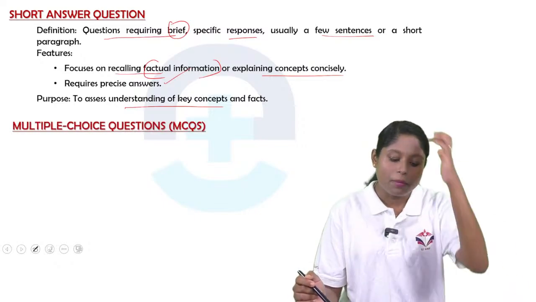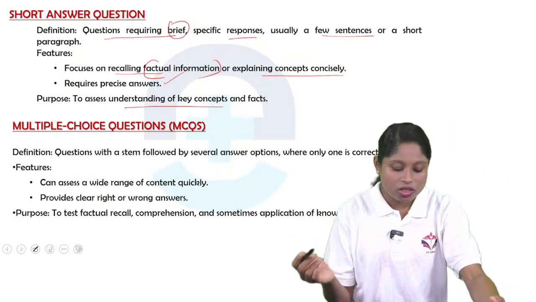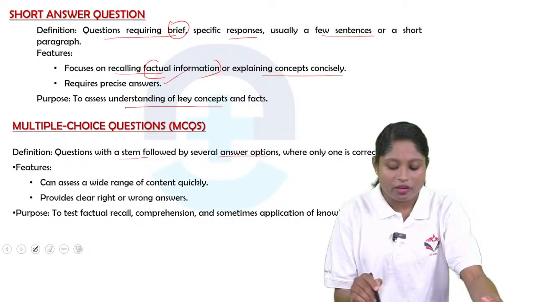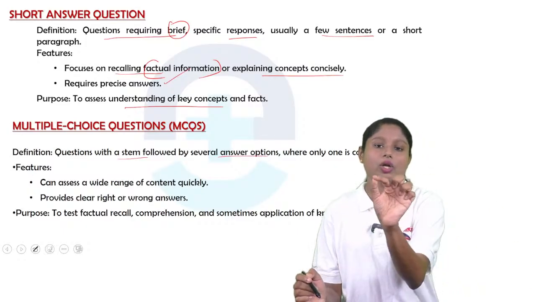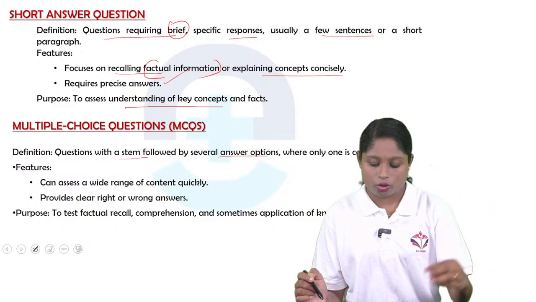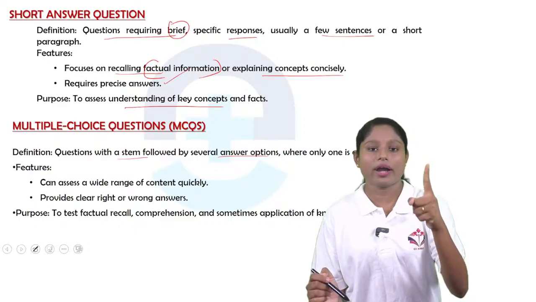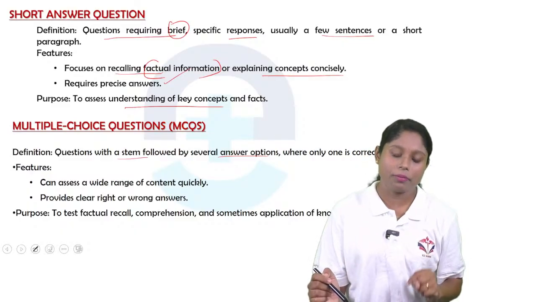So next is multiple choice questions, or MCQs. What is a multiple choice question? Questions with a stem followed by several answer options. So it's a particular question with answer options, where only one is correct. If you have four options, then only one option will be correct.